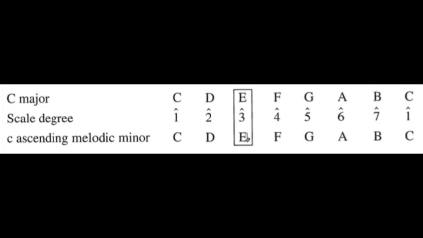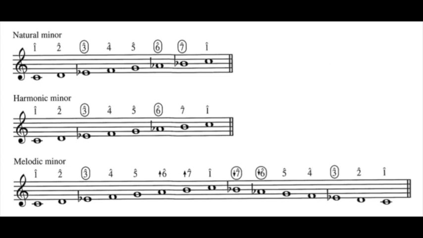The three minor scale types are summarized here. The scale degrees that differ from the major scale are circled, and please notice the arrows used in connection with the melodic minor scale in order to distinguish the descending 6/7 from the ascending 6/7.